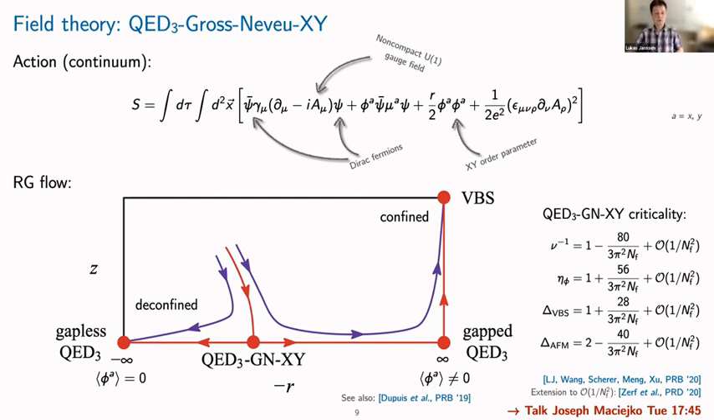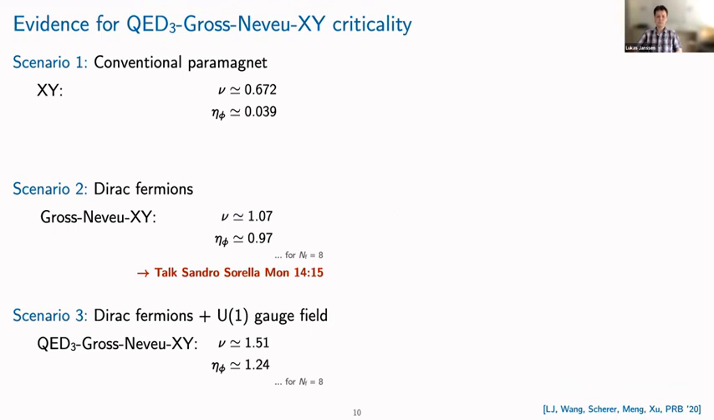So let me now show you that the theoretical predictions for this exotic universality class are in fact consistent with QMC data. And to this end, let me compare three different scenarios. The first one is the conventional scenario where we just have an XY transition, forgetting about all these fractionalized stuff. And then we would have just the usual XY exponents.